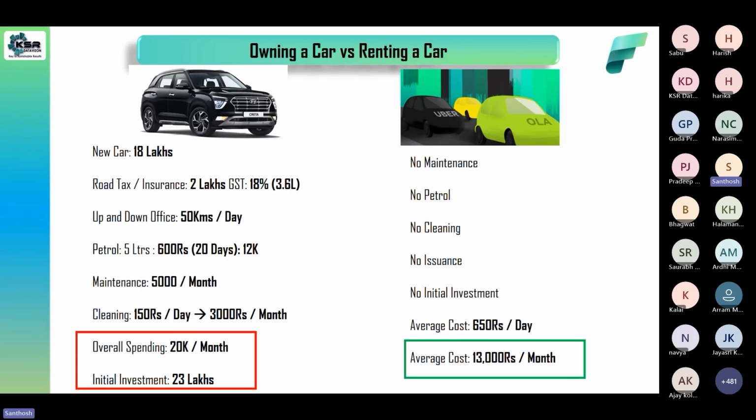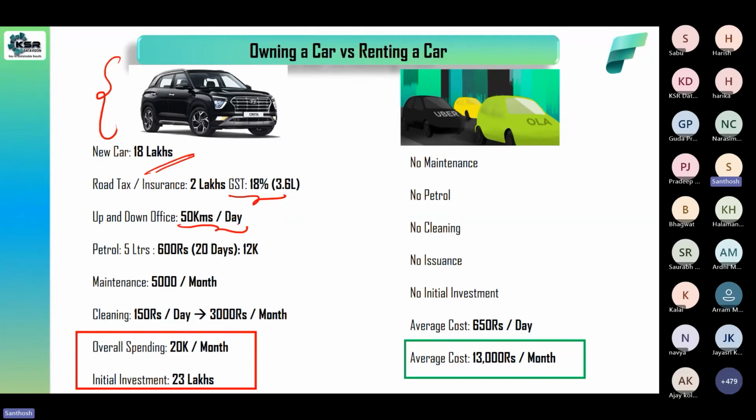Imagine I have my own car. If I'm owning a car, first of all, I need to spend 18 lakhs, and welcome to India. If you're in India, you have to pay another 18% GST. And imagine I am having this car only for traveling to office. So going to office is my only goal, up and down 50 kilometers per day.